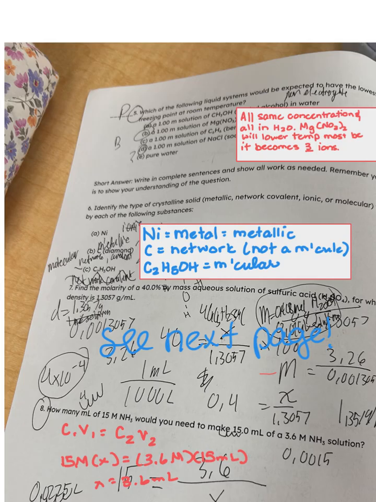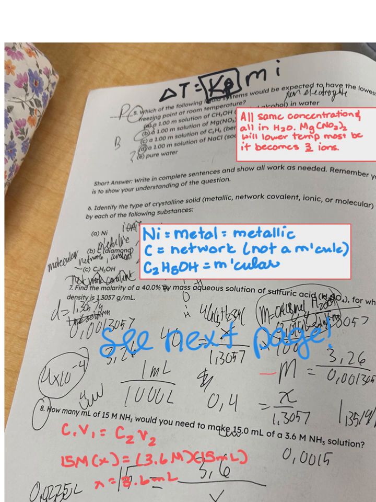Okay, this page. Which of the following liquid systems would be expected to have the lowest freezing point at room temperature? Now, this equation that keeps coming up that you keep saying you don't know what these letters mean. So my change in temperature is equal to my Kf m i. This is the constant for whatever solvent. Every solvent has a Kf. That's an F, by the way, not a P. And a Kb. So it's your constant for freezing point and your constant for boiling point. m is your molality, so the concentration of your solution.